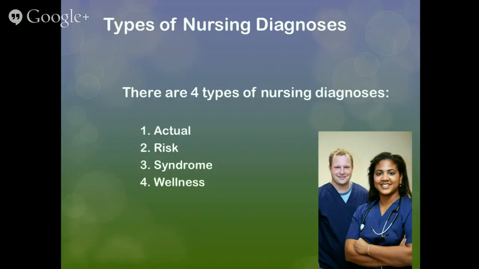So when we look at syndrome, because the next few slides talk about actual and risk, we're going to talk about syndrome and wellness right now. When we look at syndrome, it looks at a cluster of problems. So your patient who was in a severe motor vehicle accident, instead of having multiple diagnoses, the ICU may group all their diagnoses into a post-trauma syndrome and then list interventions to get that patient back to wellness. Because depending on what's going on with your patient, a lot of the interventions may be the same for each problem. So they group it all together and come up with a list of interventions. That would be a syndrome.